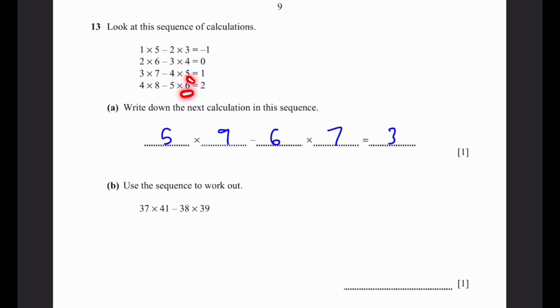We can see that the last number is 6 in this case, and the answer is 2. So we subtract 4 from the last one to get 2. It's the same for all the others. So it'll be 39 minus 4, which is 35.